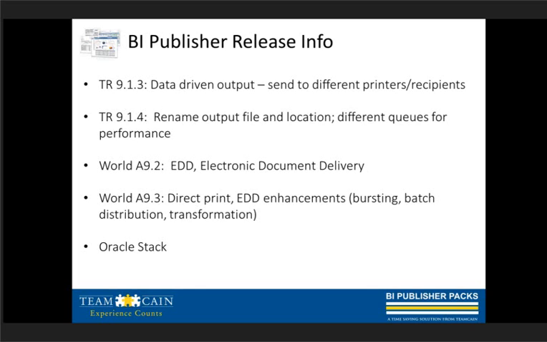So it allows you to send the output to emails or different areas. In World A 9.3, direct print was introduced, so directly printing to different printers based on data, and enhancements to the EDD that allowed you to split up the reports based on branch information or certain pieces of data on the report. And for a level of comfort, BI Publisher is part of the Oracle stack, so you have that level of confidence going forward on upgrades and updates that it's supported and looked after when you're doing the Oracle portions of the upgrades.